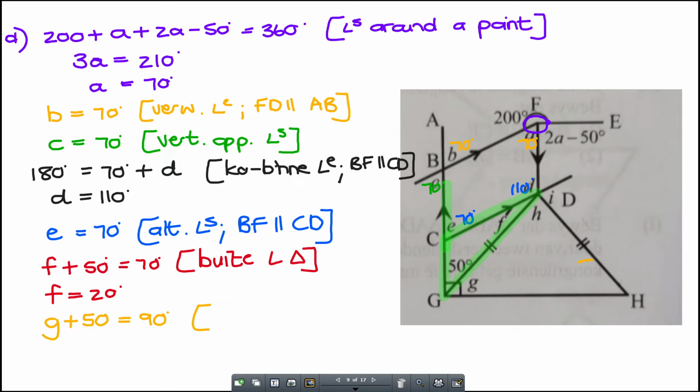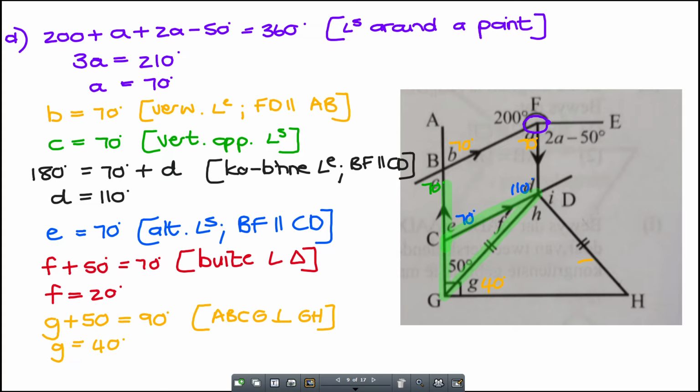Good. Okay, so how did we know that? It was actually given. Nee. So hulle het my gesê dat A, B, C, G was mos loodreg op GH. Okay, wat beteken dat G gaan wees 40 grade. Okay, so dan skryf ons hom daar in 40 degrees.